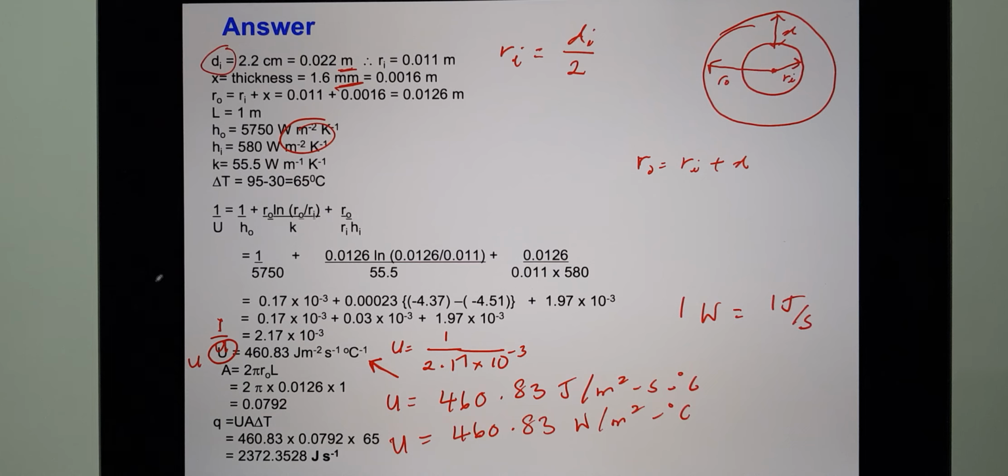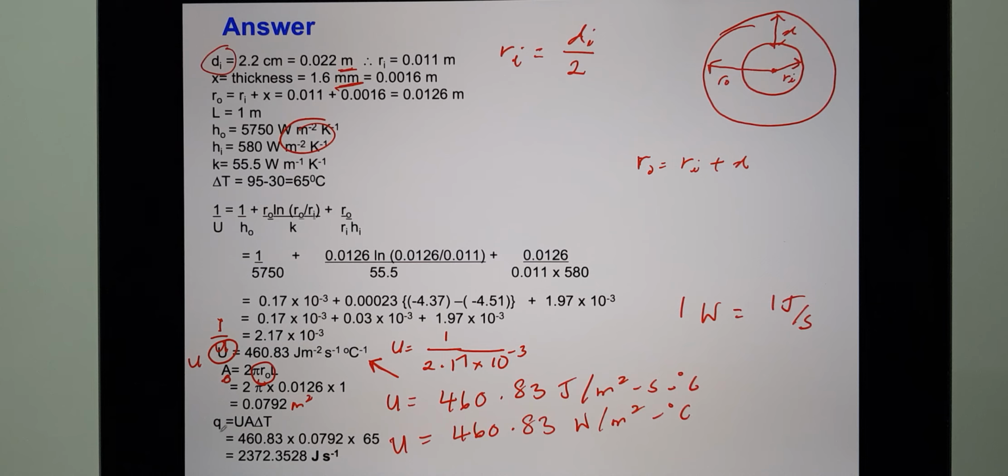After that, calculate the value for A. A is 2 pi R naught L. We take R naught for this. Then plug in the values, and you should be able to get this one. Please add the unit here, which is meter square. The value of the area is 0.0792 meter square.